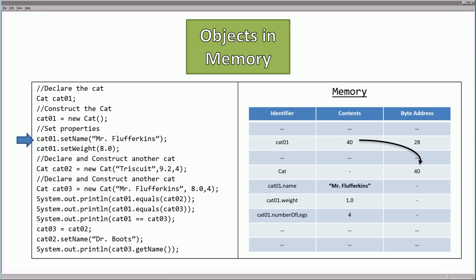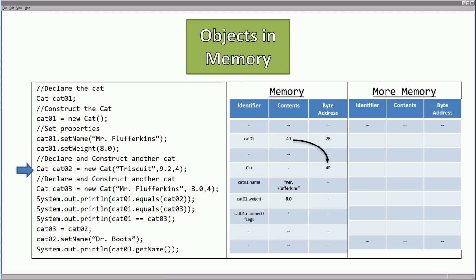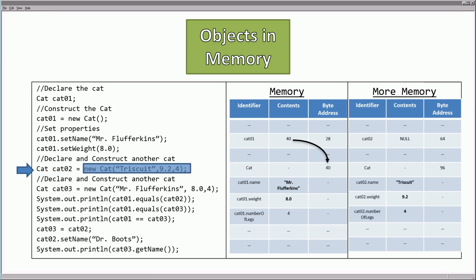So let's step through this. Once we enter here and we call setName, we set cat1's name to Mr. Flufferkins and its weight to 8. Then when we get to here, we first declare a new instance of this cat, which is going to be cat2. It's currently null. When it calls its constructor, it's going to automatically assign the name Triscuit, 9.2 for the weight, and also 4 for the number of legs. Now once that happens and it's constructed, cat2's identifier gets assigned 96, so you can think about that as pointing or referring to this memory.